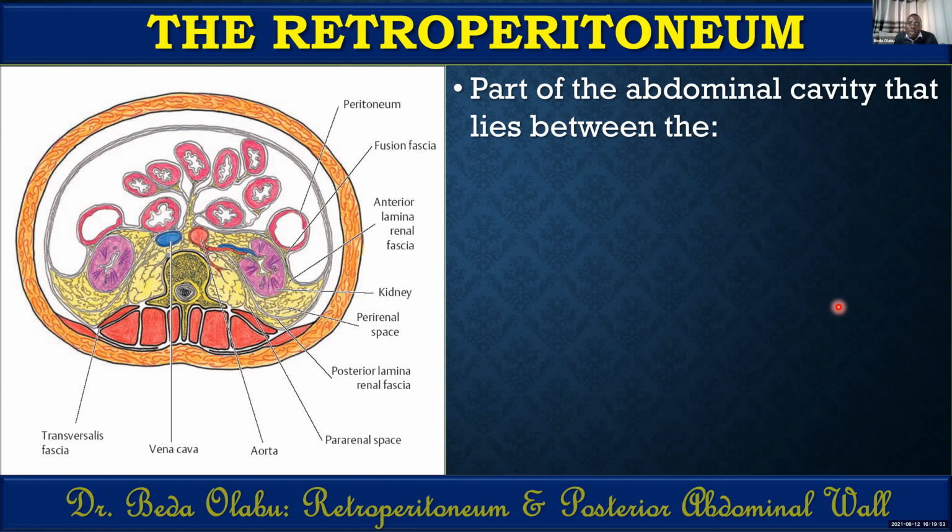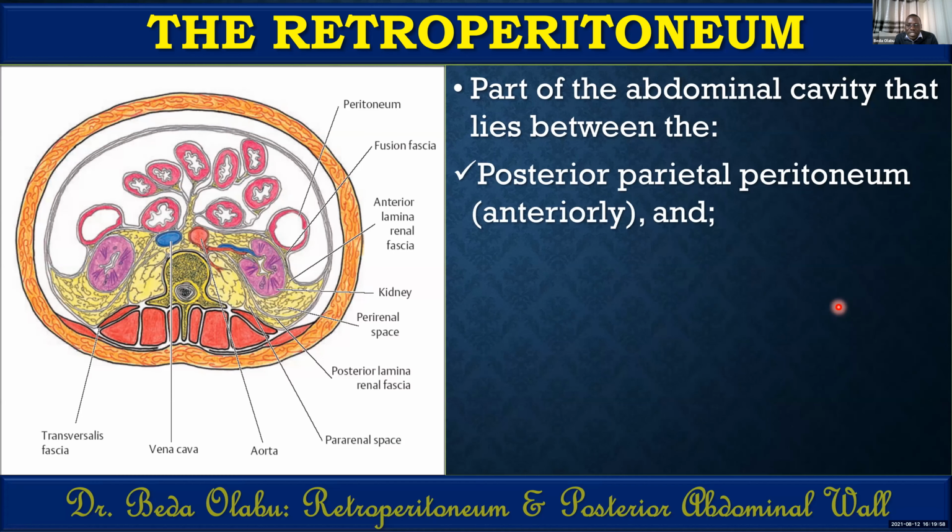The retroperitoneum is that part of the abdominal cavity that lies between the posterior peritoneum, which means the peritoneum which is posterior. If you follow this one here, okay, so let's follow this peritoneum, this one. This is the peritoneum, but that's the anterior peritoneum. Now let's follow it this way. So this would be the posterior peritoneum.